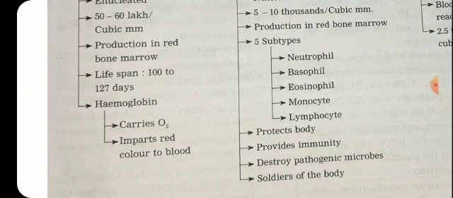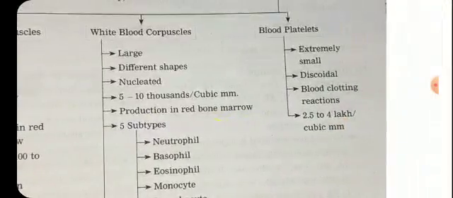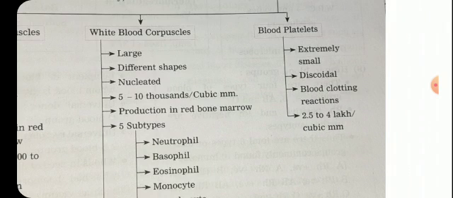Hemoglobin is a protein which helps in absorption of oxygen and it also imparts red color to the blood. White blood cells are large, nucleated and colorless cells.